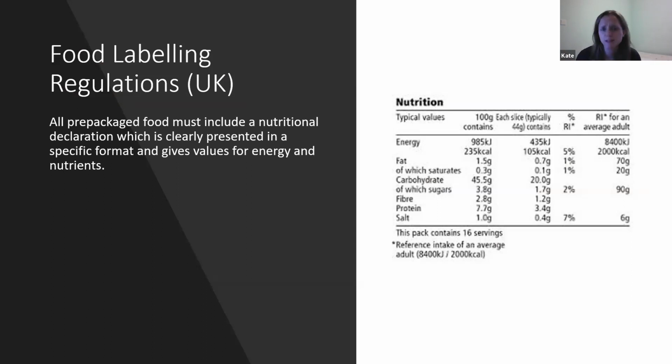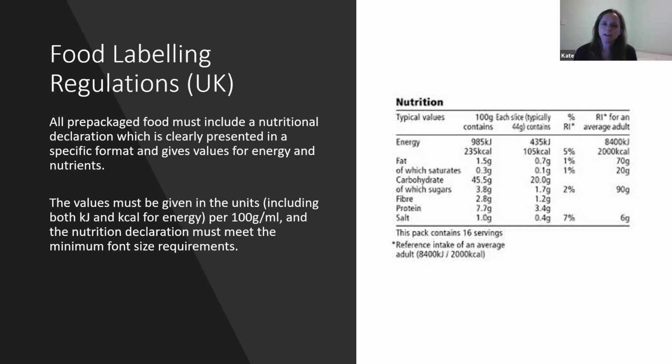All pre-packaged food must include a nutritional declaration. It has to be clearly presented in a specific format, and it has to give values for energy and for certain nutrients. And the values have to be given in particular units, and the nutritional declaration must meet certain minimum font size requirements. So you can't hide it in a tiny little corner of the product, it has to be visible. So this is kind of what's legislated for, and there isn't that much wiggle room for designers as to how they convey this information.